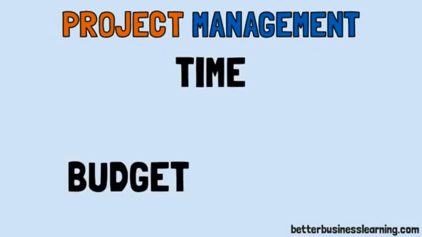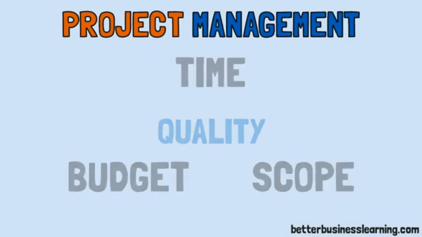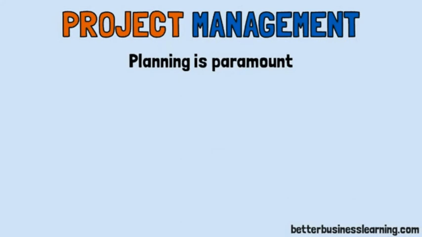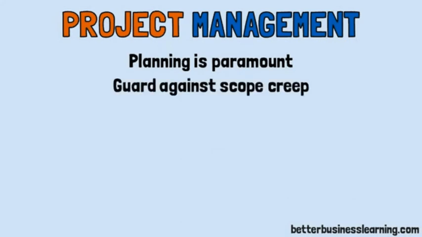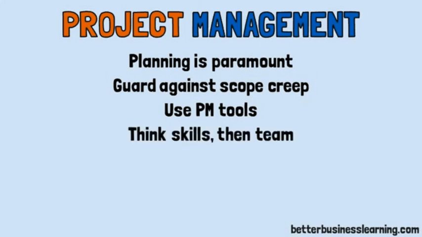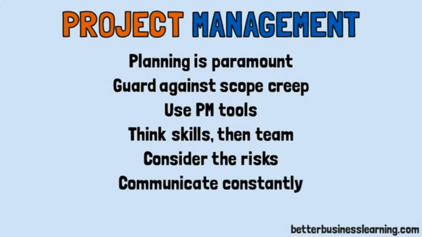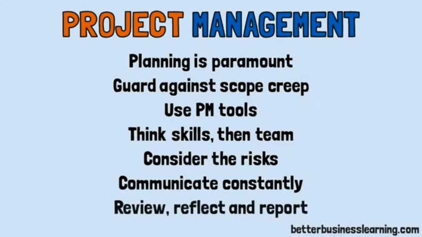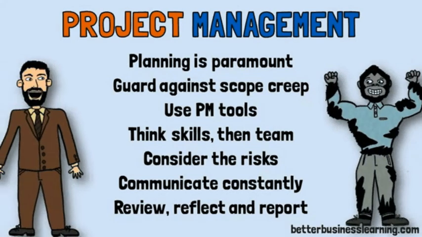To summarize, to make sure your project is completed on time, on budget, meeting its scope, and in a quality manner, remember that planning is paramount. Fiercely guard against scope creep by getting solid agreement on the required deliverables. Make sure you know about and use available project management tools. Think about the skills your project needs before building your team. Think hard about what risks your project could face. Communicate like an orchestral conductor during implementation. And don't forget, review, reflect, and report on your project's successes and shortcomings so your team learns from the experience.